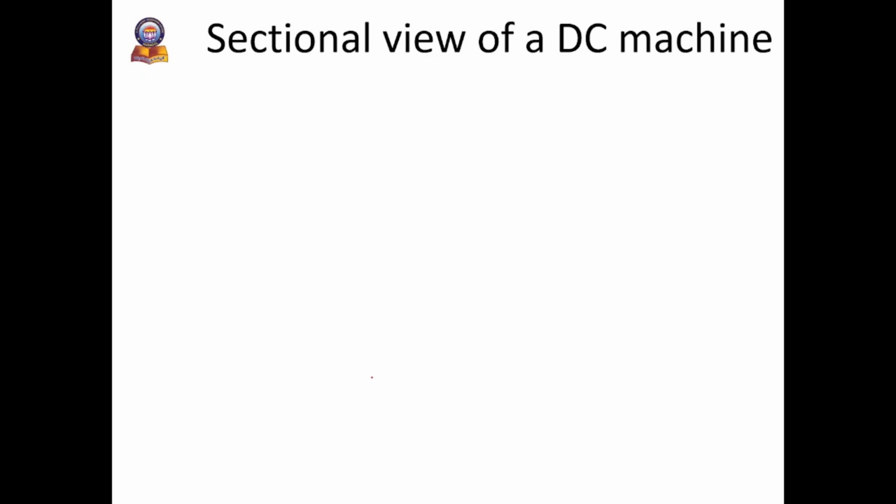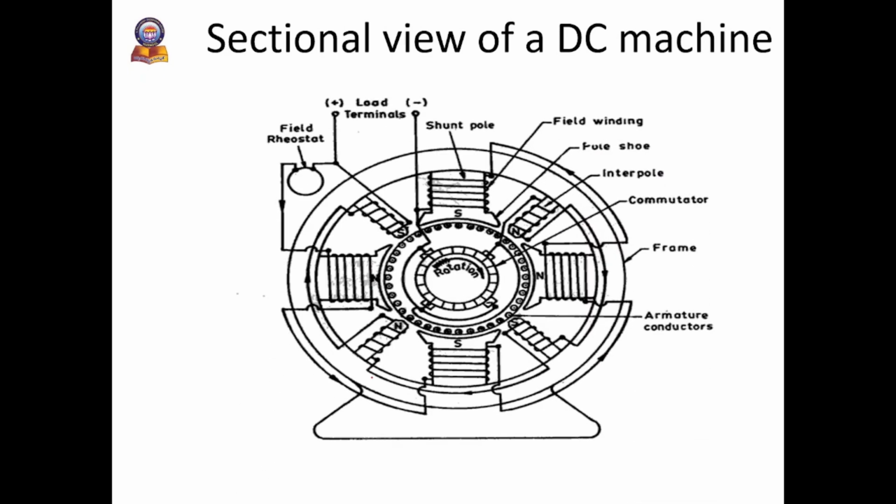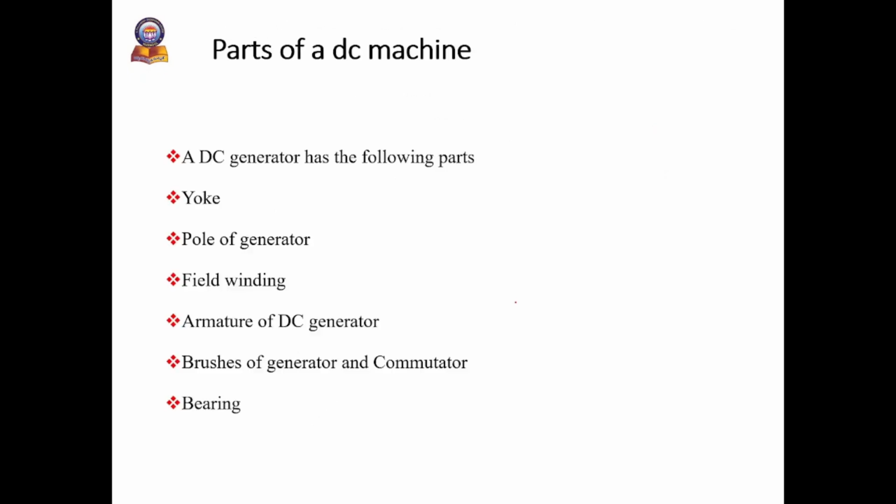If you see the sectional view of a DC machine, you can observe that these are the four poles, and the winding wound on the four poles is called the field winding. You can also see the commutator, and the outermost cover is called the yoke or frame, and here you can observe the armature conductors. So let us see one by one, step by step.